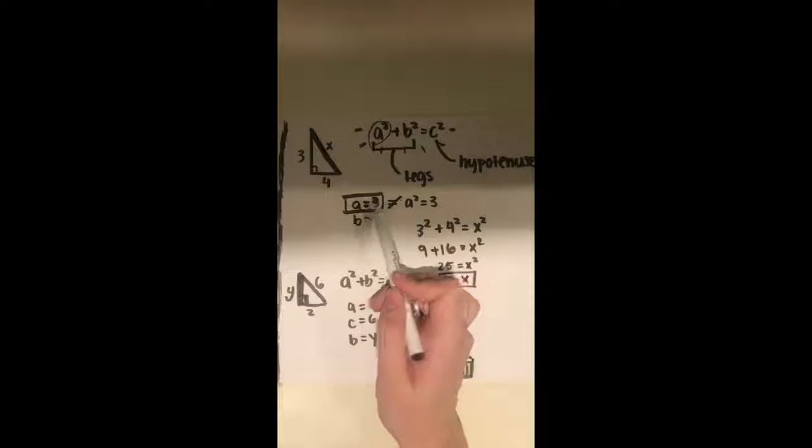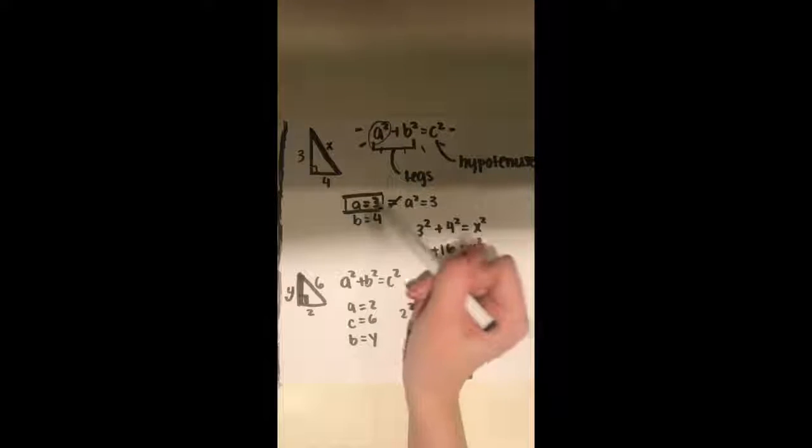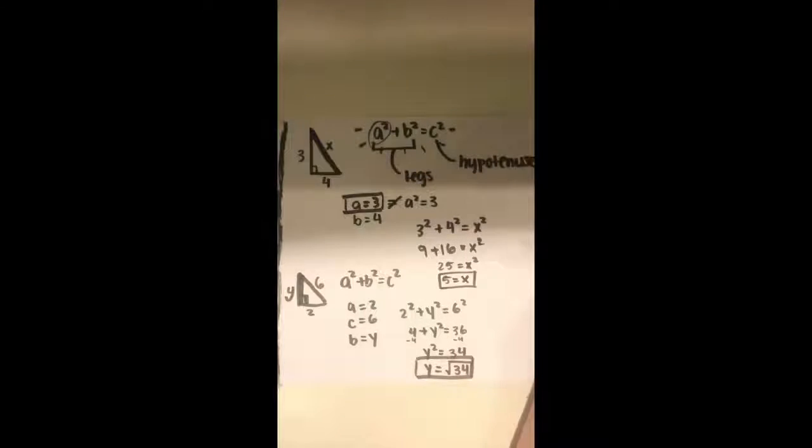So bottom line is when you're plugging things in, you need to plug it in as just a. You cannot plug it in as a squared. Same with b and c. And you have to be careful of what you're putting where. And that is how you solve for the sides of right triangles.